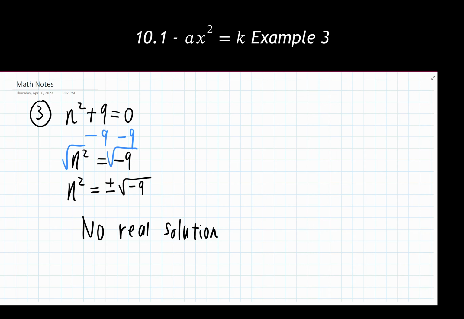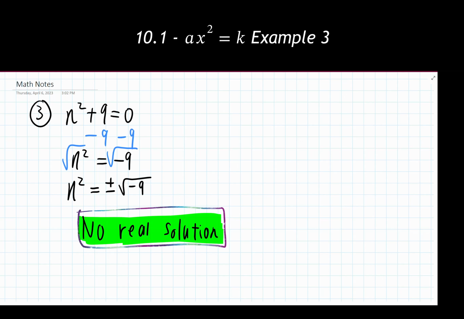Again, it's always good practice to take a look at the problem you've been given, more often than not a story problem, and when we go through and check our answer, ask: does this make sense in the context of the problem? In the context of a real world example, it wouldn't make sense for us to have an imaginary answer. So again, we're listing no real solution as our answer for this particular problem.